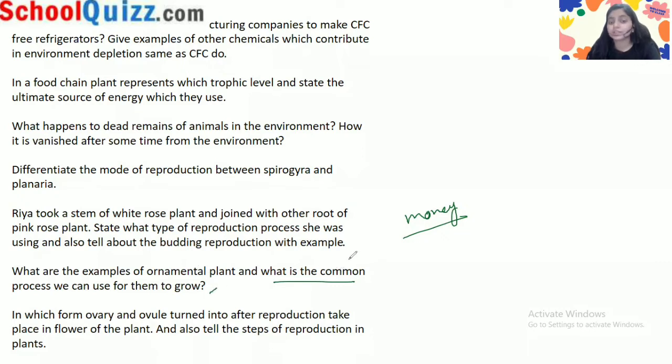You have to tell them the process that we can use for them to grow. What are the common processes? We have read about tissue culture. This method is used for ornamental plants to grow. Let us see how we will write the answer.